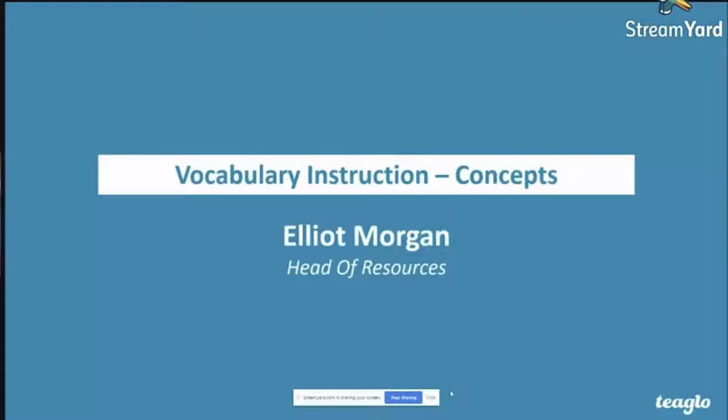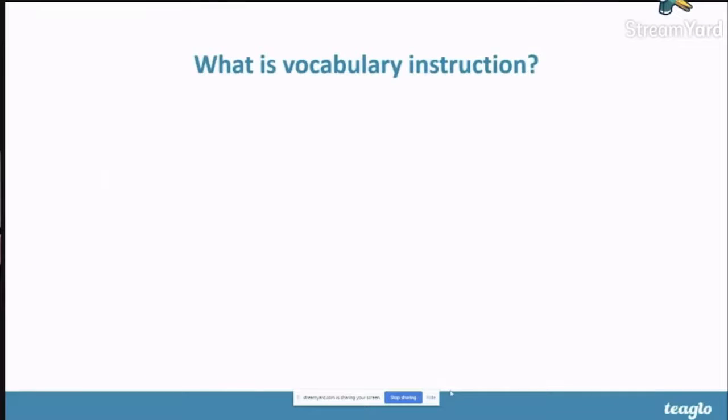When we're teaching concepts, because we're often tasked with teaching abstract concepts to children. So first of all, what is vocabulary instruction? Well, put simply, it is what the name suggests. It's instructing people about vocabulary.